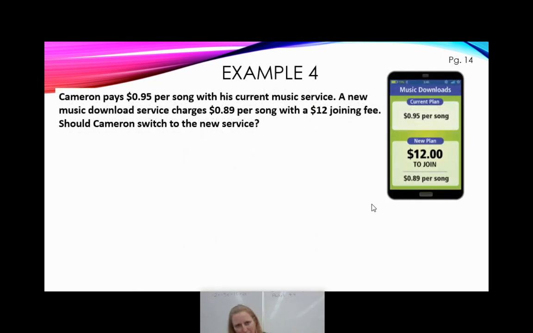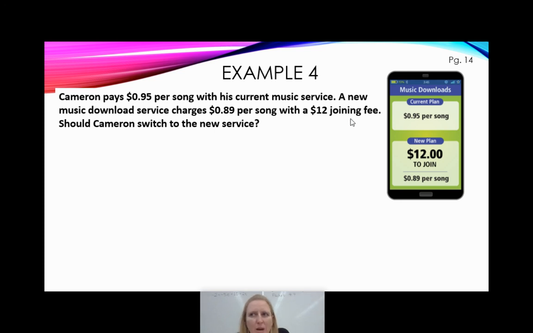All right, we got another example. Example 4, also on page 14. So Cameron currently pays 95 cents per song with his current music service. So right now, the music service he's using, it's costing him 95 cents per song. A new music download service charges only 89 cents per song with a $12 joining fee. Should Cameron switch to the new service?